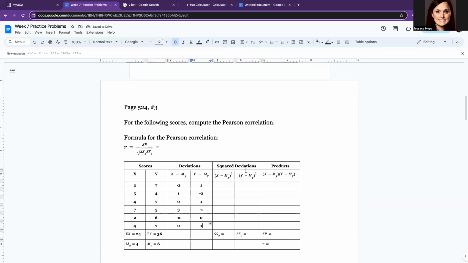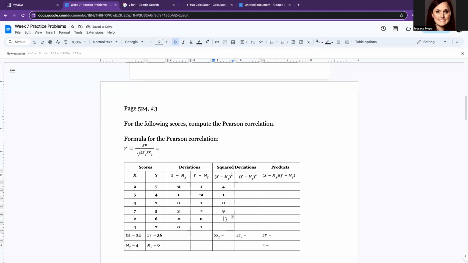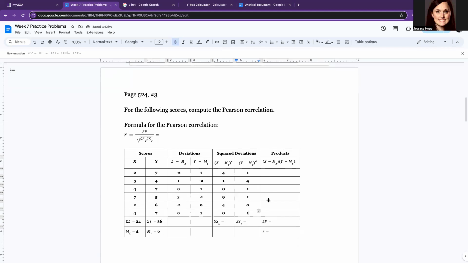Now you can move on to square deviation. So basically you're going to take the square of this column. Negative 2 squared is going to be 4. 1 squared is 1. 0 squared is 0. 3 squared is 9. Negative 2 squared is 4. 0 squared is 0. Now you can do the y's. 1 squared is 1. Negative 2 squared is 4. 1, 1, 0, 1.